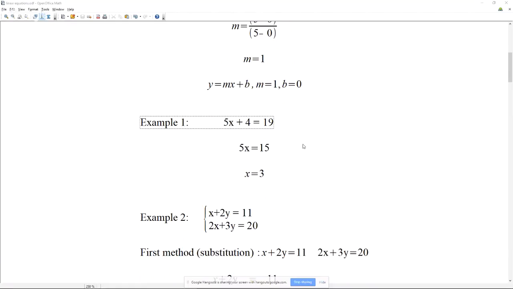So everything we're going to do here, notice what Steve did. He subtracted 4 from both sides, then he divided both sides by 5, and that's going to be the principle of everything we're going to do going forward. What we do to one side, we have to do to the other, balancing. Think of this as a teeter-totter.